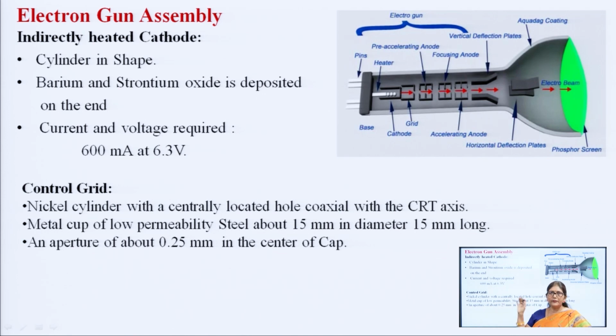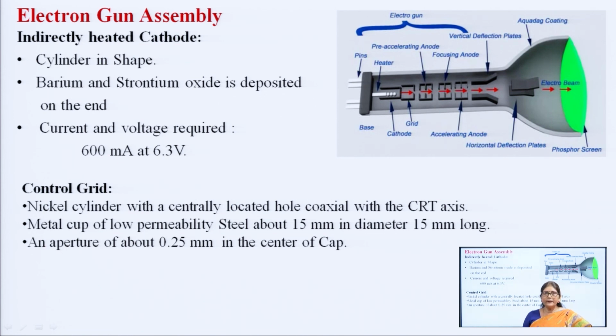This is also a diagram of a picture tube. Here we can see the pre-accelerating anode and accelerating anode, and all the accelerating, pre-accelerating and other anodes are cylindrical in shape. The indirectly heated cathode is also a cylinder, and it has a very low work function, meaning it can emit a large number of electrons at a very low voltage, approximately 6.3 volt, with a current of 600 milliampere. For this, a barium and strontium oxide coating is deposited at the end.